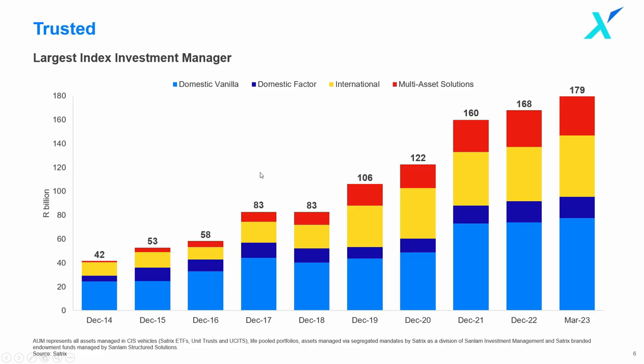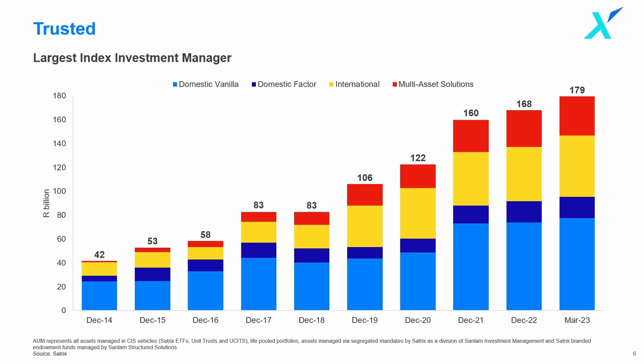This just gives you a view of our assets under management through time since 2014, the end of 2014. The number at the top of each bar represents billions of rands under management. And then we've just split it into different types of investment strategies that we manage. So by vanilla, we mean market cap weighted indices, something like the top 40 index or the all share index. Domestic vanilla would be locally based strategies that are weighted in using that methodology. And that's typically what investors would refer to as passive, but that'll be the last time you hear me say the word passive. And I'll explain why in a moment.